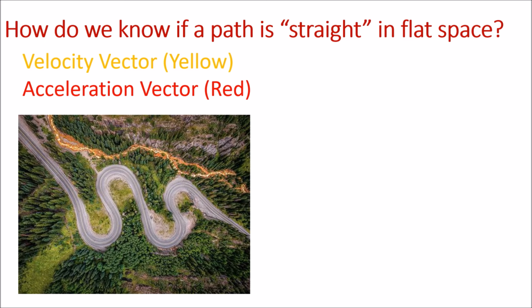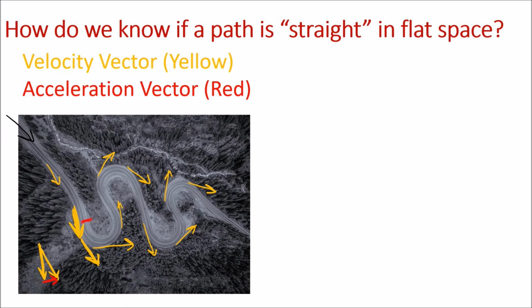So let's pretend we're traveling along this road at a constant speed. What would the velocity vectors look like? Well, the velocity vectors would just be the tangent vectors to this curve, so they would look like this. Now, what about the acceleration vectors? The acceleration vectors would just be the change we see when looking at two tangent velocity vectors that are right next to each other. So the change between this tangent vector and this tangent vector would be this acceleration vector.